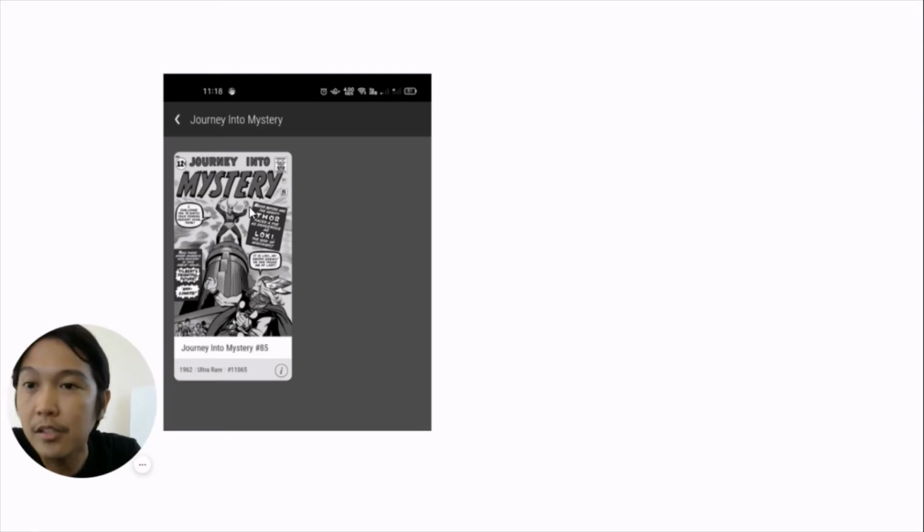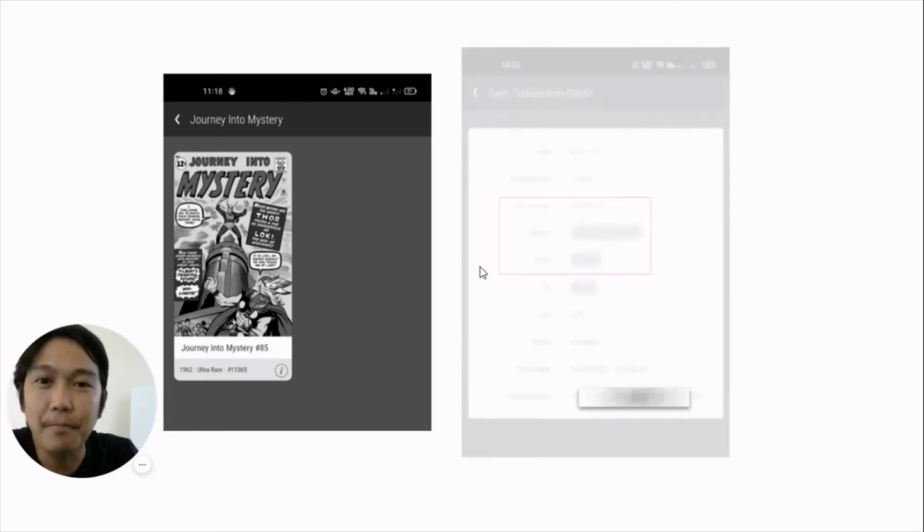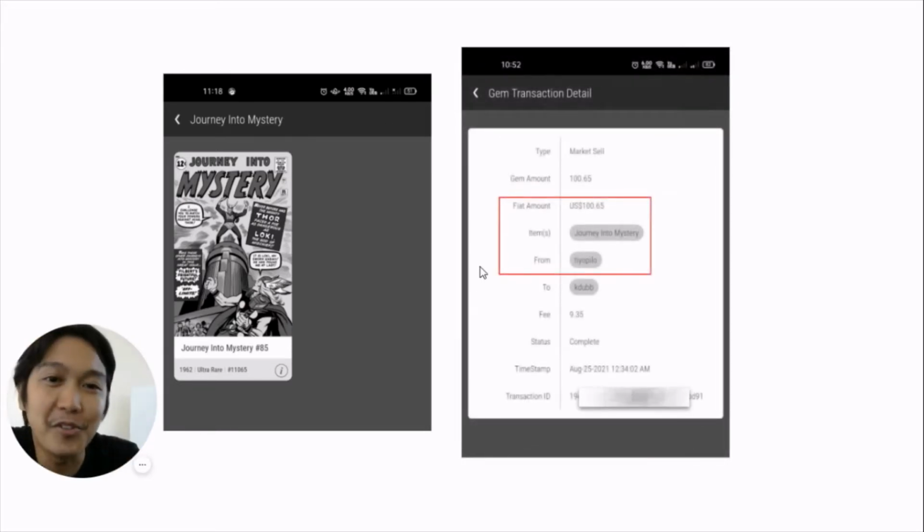Then this mystery comic, I was able to grab one for $7, and in the marketplace inside the VV app, I was able to flip it. This is my second big win. As you can see here, Journey into Mystery, below, I was able to flip it for $100. So from $7 to $100. It's really mind blowing. I was shocked that NFT flipping is this profitable.